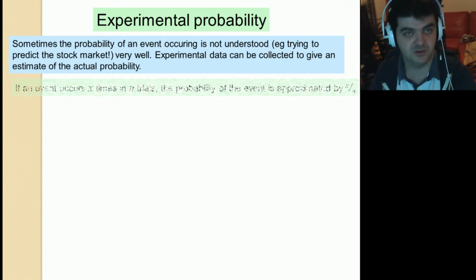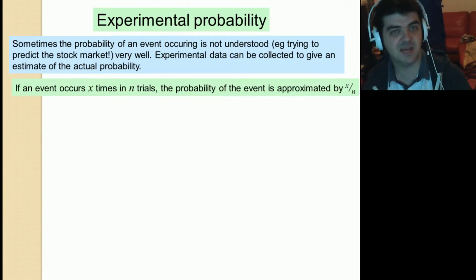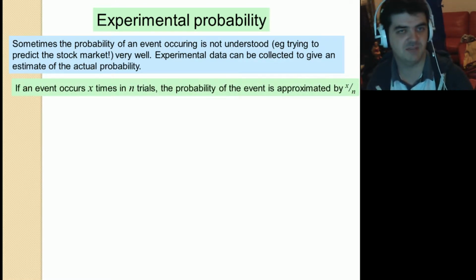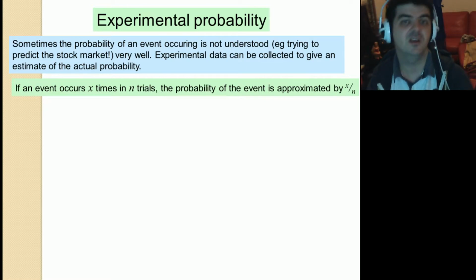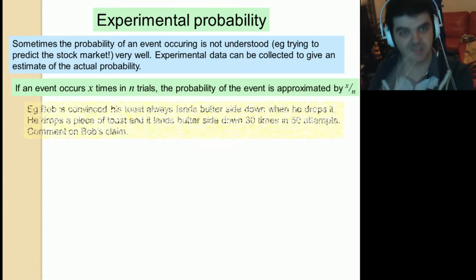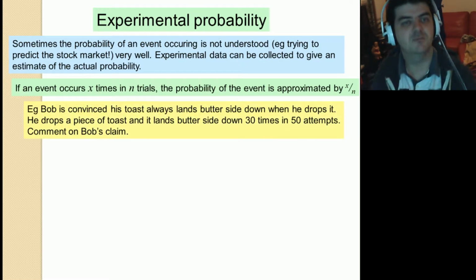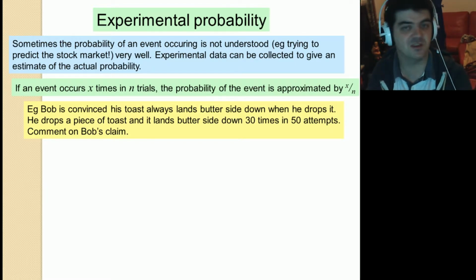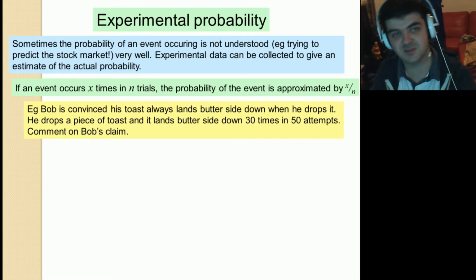So all you would do is, if an event occurs x times in n trials, so say 10 times in 50 trials, the probability of that event is approximated by 10 over 50. So you've kind of made your own probability for it. I.e., Bob is convinced that his toast always lands butter side down when he drops it. He drops a piece of toast and it lands butter side down 30 times in 50 attempts. Comment on his claim.